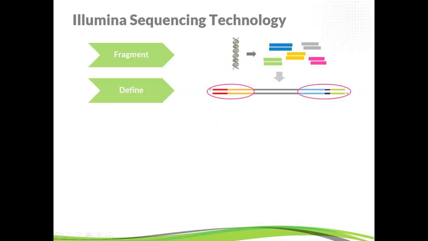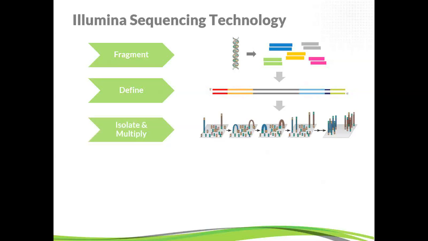We don't know how to deal with these molecules. They all have different kinds of ends and middle parts. And so what we do to define these molecules and get a handle on them for the next steps of the process is we add what we call adapters to them. That's the process that we call defining the molecules. These adapters or handles then allow us to isolate and multiply these molecules.